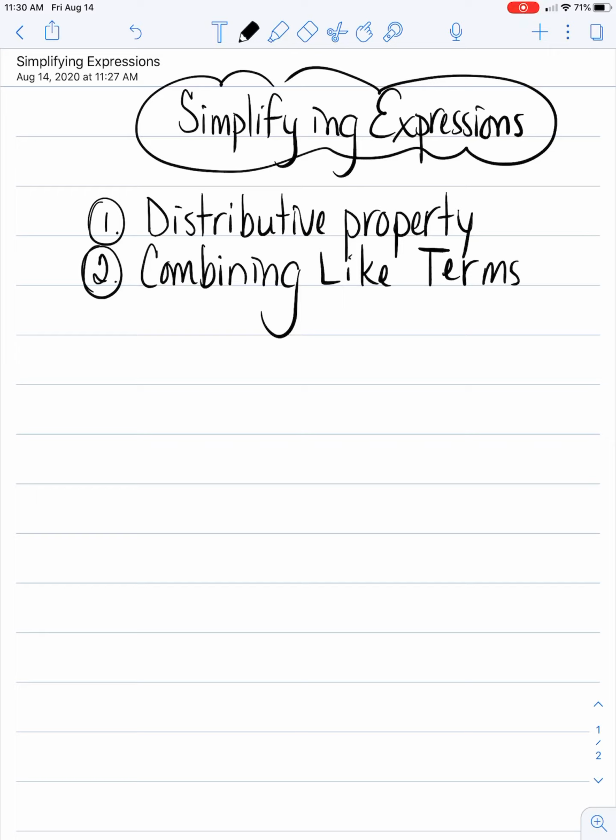So let's take a look at some examples and how we can use these strategies. The first example I want to take a look at is 2 times the quantity 4x minus 6. The key to look for here is this clue right here. When you have a number directly attached, either before or after a set of parentheses, that signals multiplication, which is the distributive property.